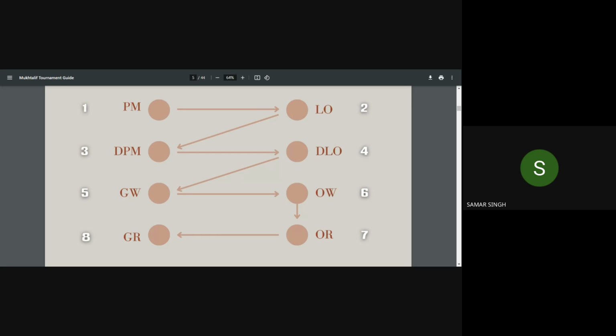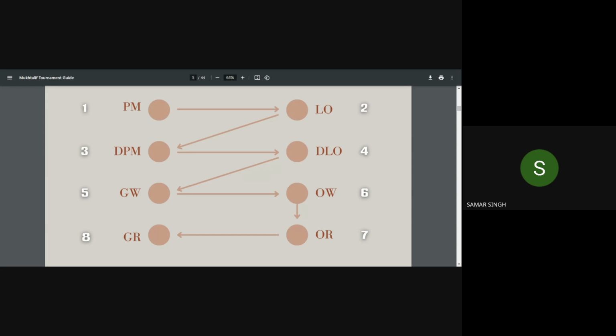The LO is Leader of Opposition, who is leading the opposition team. Then there's Deputy Prime Minister. Then there's Deputy Leader of Opposition. Then there's Government Whip, Opposition Whip, Opposition Reply, and then lastly, Government Reply. Is there any other question?